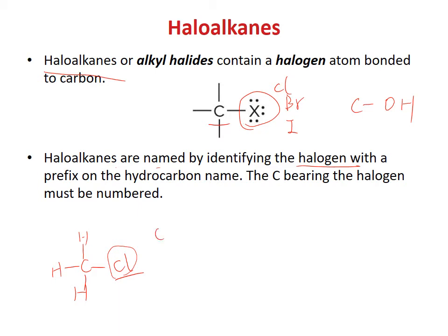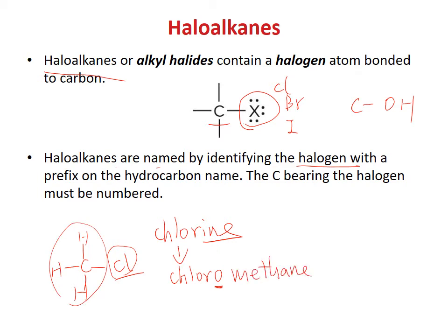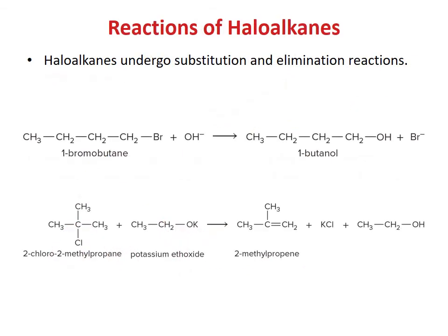Haloalkanes are named by identifying the halogen, in this case chlorine, with a prefix. So chlorine becomes a prefix, we change it to chloro, -ine becomes -o, chloromethane. Similar to alcohols, haloalkanes undergo substitution reactions and elimination reactions.